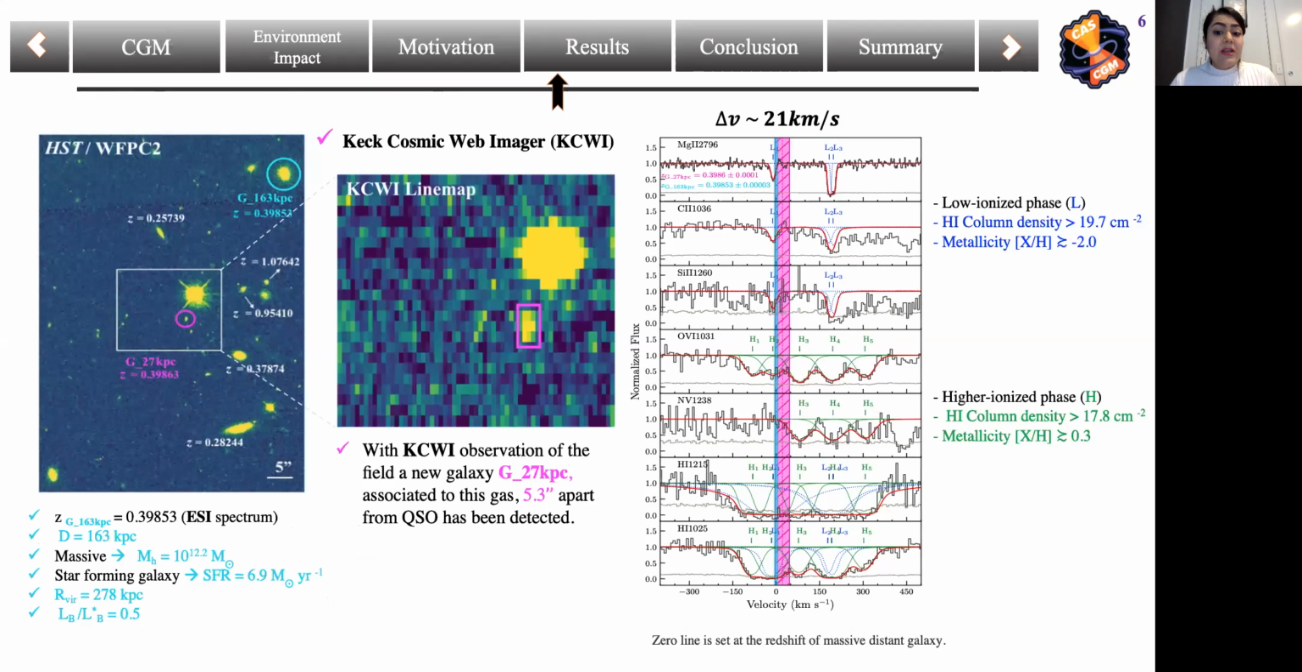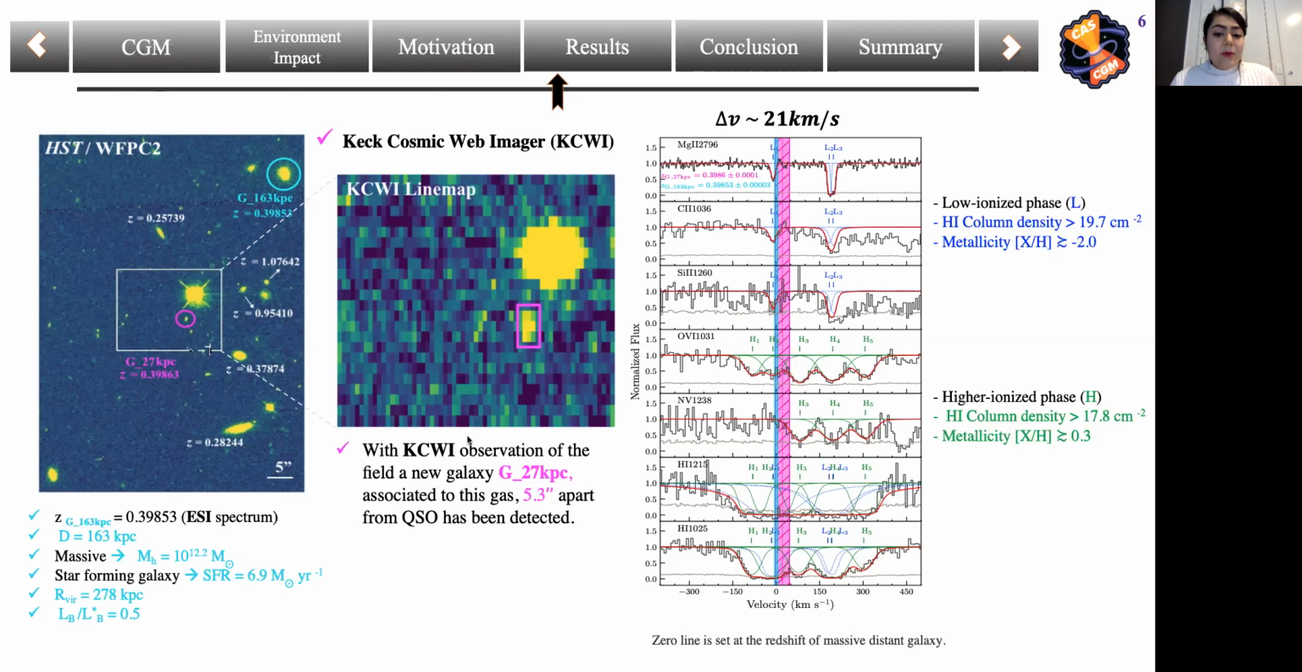KCWI observation enabled us to find a new dwarf galaxy at the redshift of this absorber. This faint dwarf galaxy is only 27 kiloparsec apart from the quasar and only 21 kilometer per second redshifted from the massive distant galaxy. The KCWI footprint is shown with a white rectangle on the HSC image, and this newly found galaxy is marked with pink on all the figures.